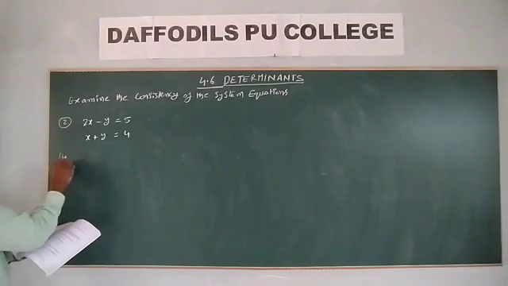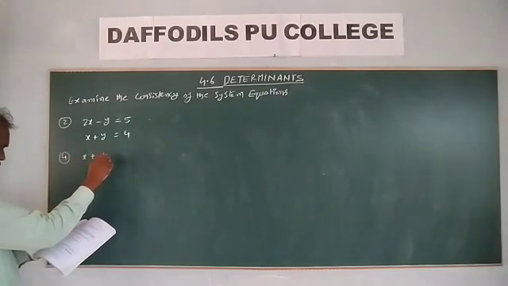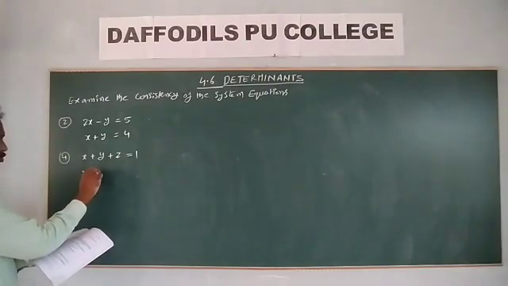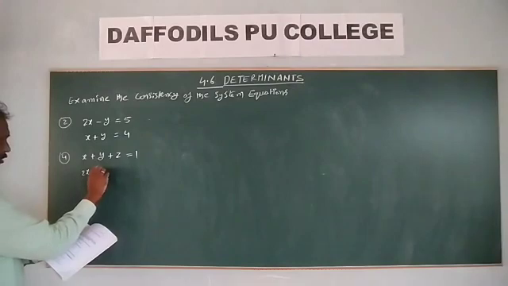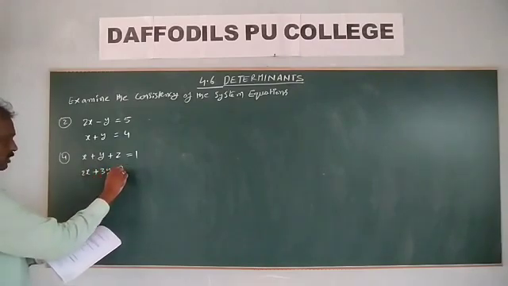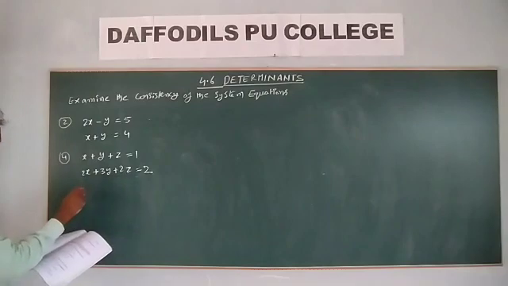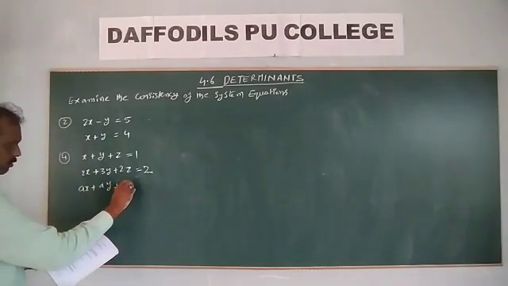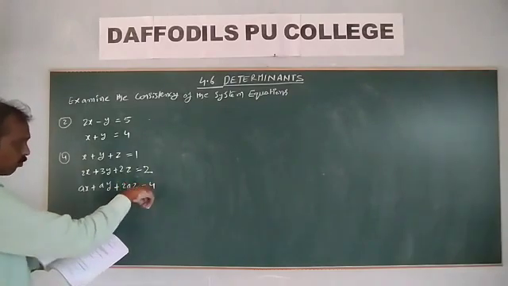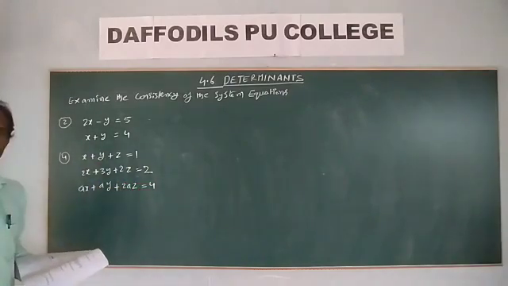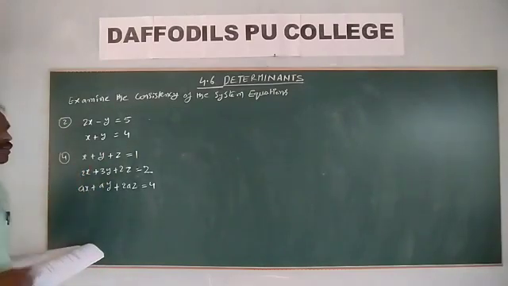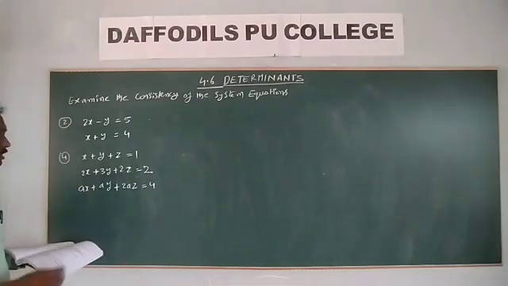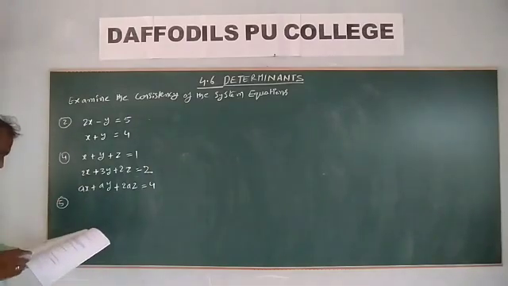Next, the fourth one: x plus y plus z is equal to 1, 2x plus 3y plus 2z is equal to 2, ax plus ay plus 2az is equal to 4. Here are three simultaneous equations, same as before. Find det A. If it is not equal to 0, then in this case it is consistent.